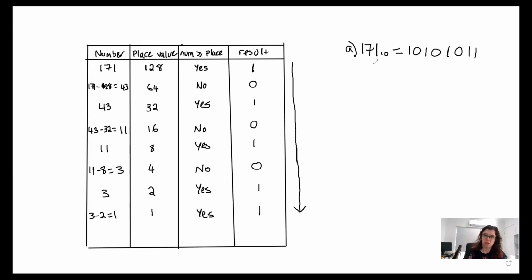So that's the first one. We'll also do 2 more. So the next one is 203. And again, I'll keep the table. I'll just erase the actual results from it.